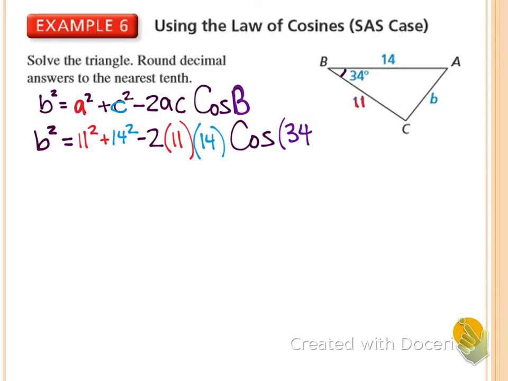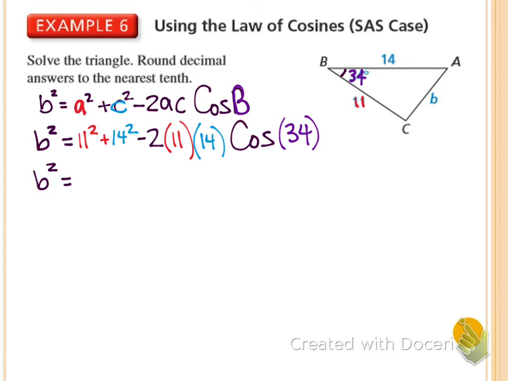34 degrees. This is one that you should like because your calculator will actually do most of the work for you. Since nothing is missing on the right side, you can just type all of that into your calculator. So 11 squared plus 14 squared minus 2. Remember, this is all being multiplied. So 2 times 11 times 14 times cosine of 34. Don't hit clear because you're going to get a number. So 11 squared plus 14 squared minus 2 times 11 times 14 cosine of 34. You got 61 point something, right?